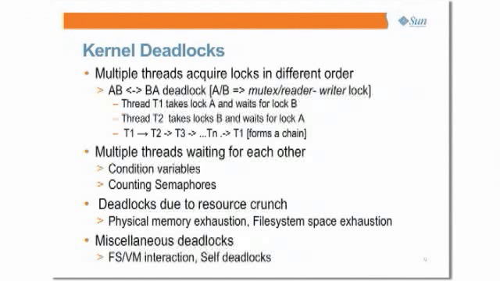The most common deadlocks are the ones involving condition variables or semaphores. So you have two threads, each one waiting on some condition variable which would probably be signaled by the other thread. So you have two-way, three-way, four-way deadlocks. Then you have deadlocks due to memory. Basically, resource crunch, physical memory exhaustion, or your counting semaphore is undersized.